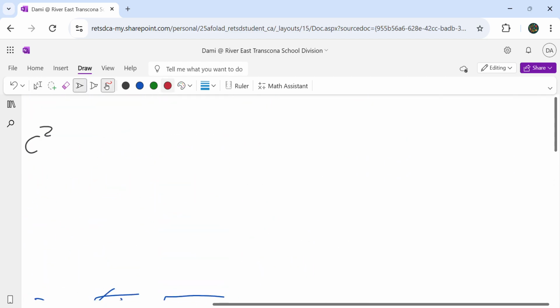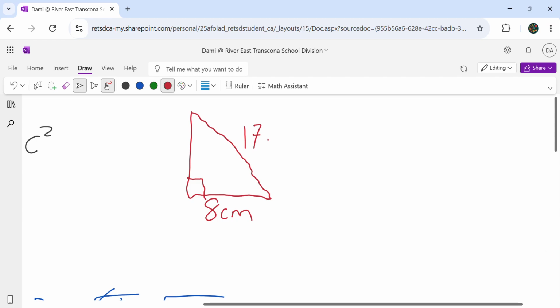Next question. In a right angle triangle, the length of one leg is 8 centimeters. The hypotenuse is 17 centimeters. Find the length of the other leg.